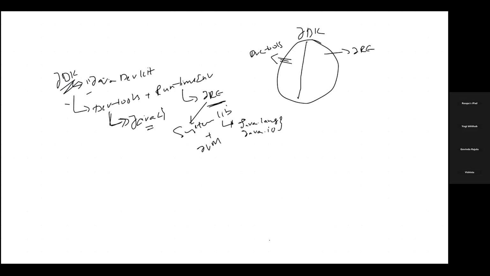JVM is the main component of any Java application which is used to convert bytecode to machine understandable code. Machine code. Bear with my handwriting for a few days. I'm getting used to this gadget.